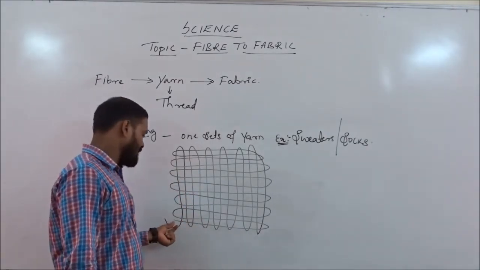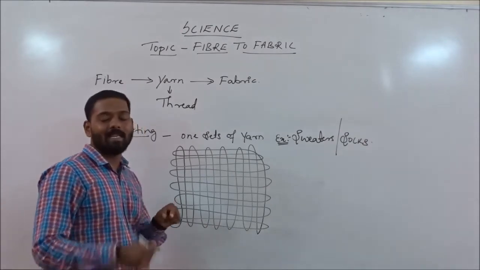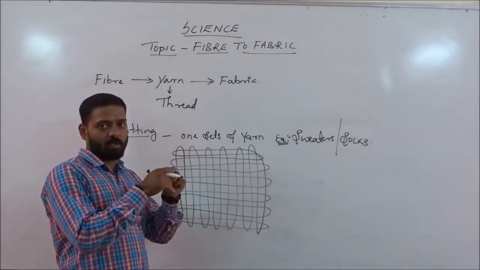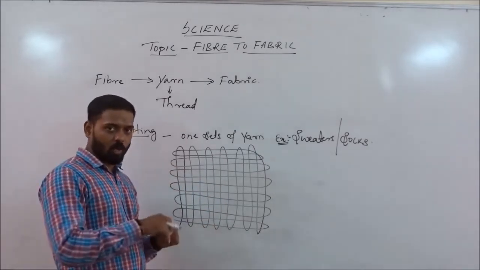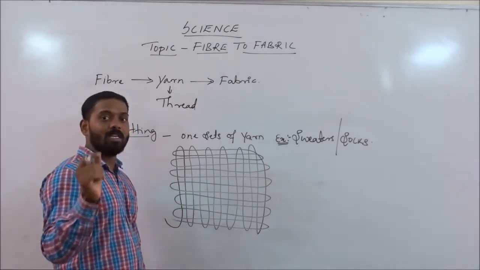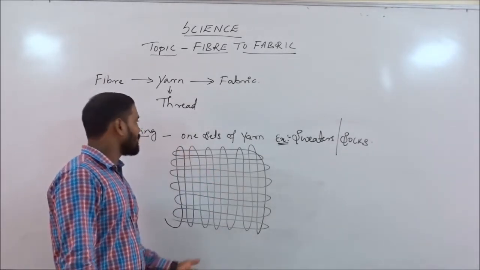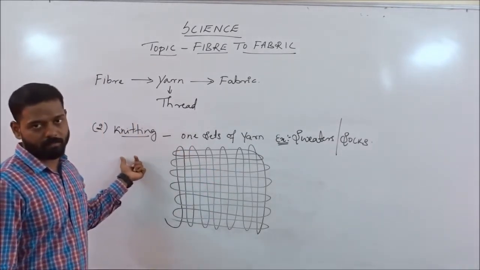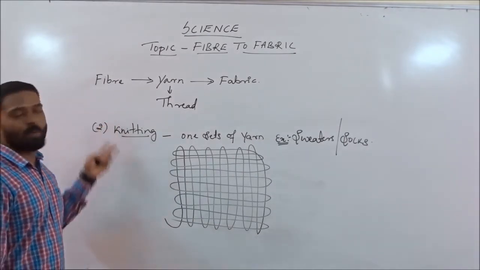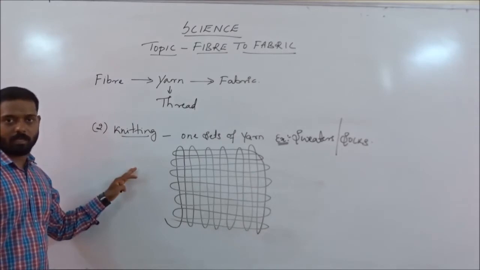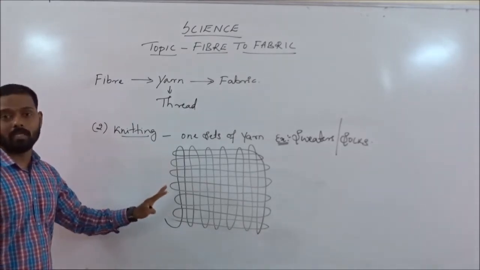If the thread is pulled out, especially in socks, the whole sock thread comes out like that, because a single set of yarn is used in making the fabric. That fabric we call the knitting method. Understood? Now we have studied two methods: the weaving method and the knitting method. This is how fabrics are made.